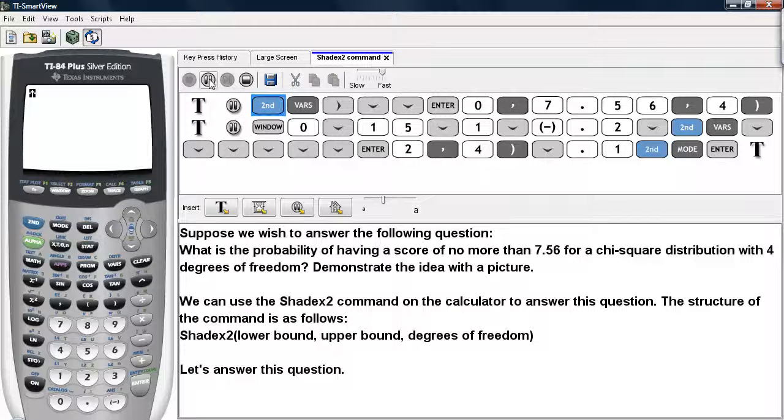You activate shade chi-square by going under second VARs, then draw, and selecting the shade chi-square option. Type in the lower bound, then a comma, then the upper bound, and then a comma, and then the degrees of freedom. And then we close off the command.